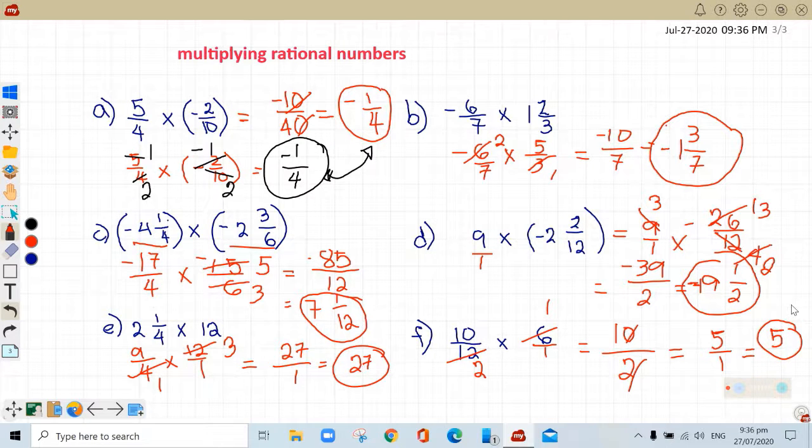Okay, so that's how we multiply rational numbers. I hope you learned something about multiplying rational numbers.